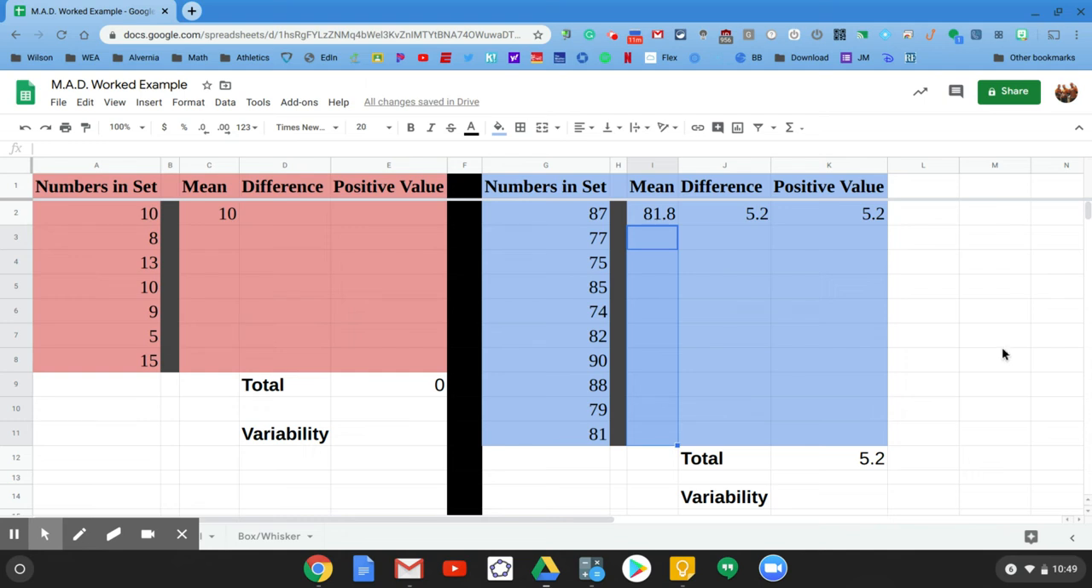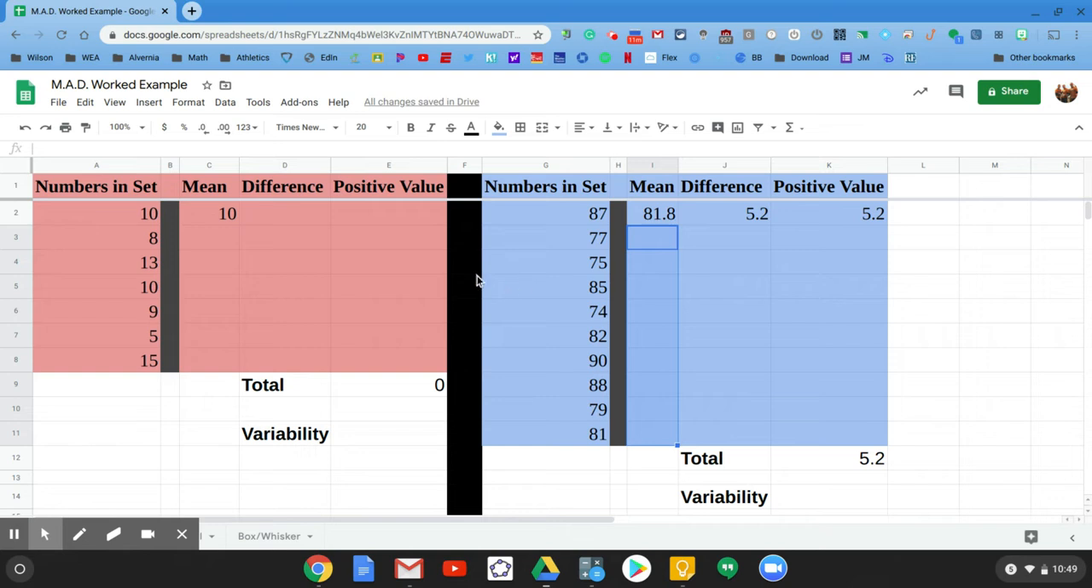Hi, everyone. Today, we're going to talk about mean absolute deviation, what it is, how to find it, and how to actually calculate with that variability. Okay. So I have two different number sets up here that I already started, and then I'll give you the full-on version in the end.